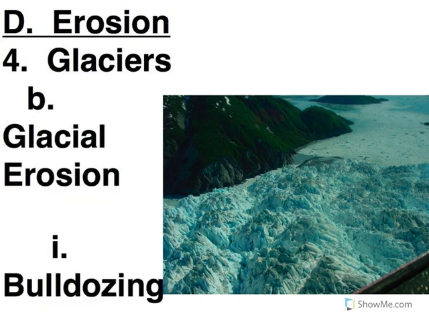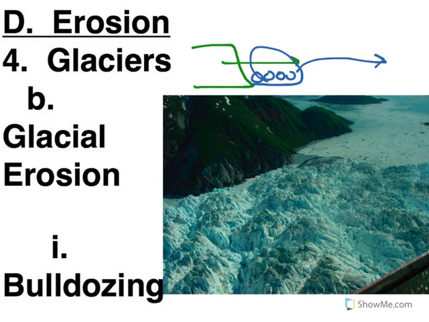First is called bulldozing, and as the name implies, if this is my glacier and it's moving forward, anything on the ground in front of it is going to get pushed up and moved along in front of that glacier. So just like a bulldozer, it's going to push the material out from in front of it.